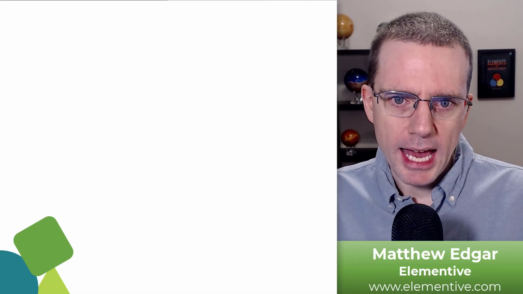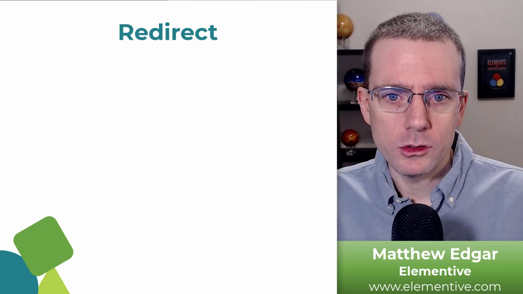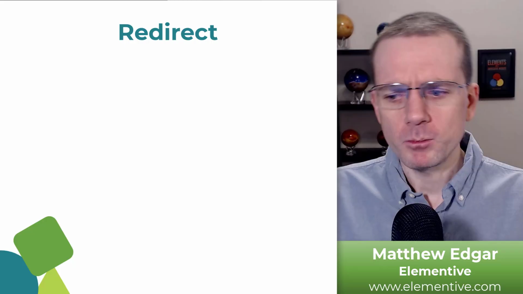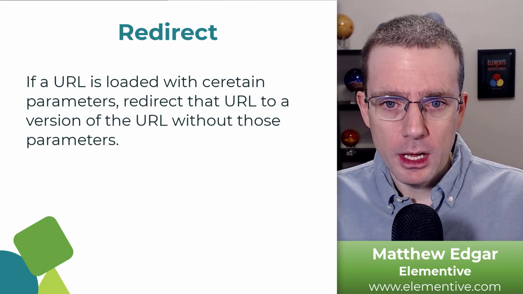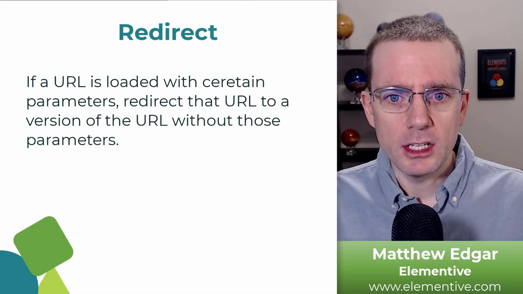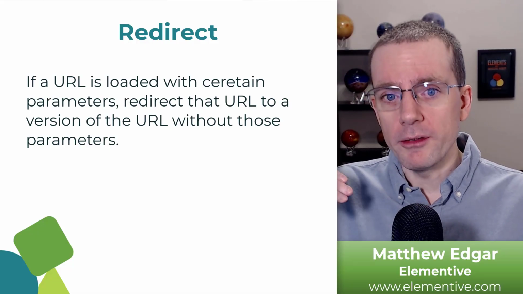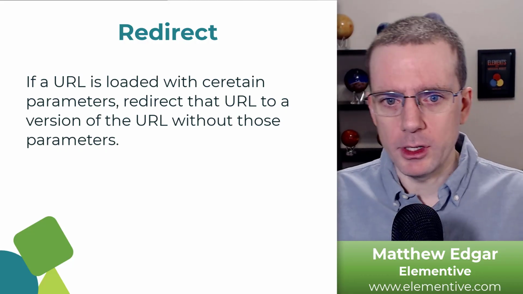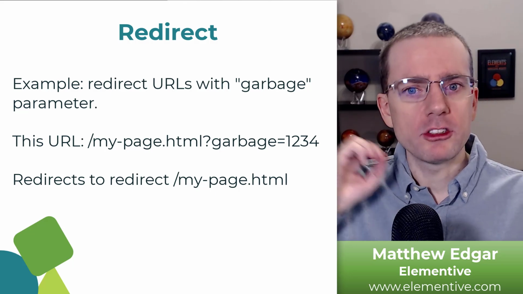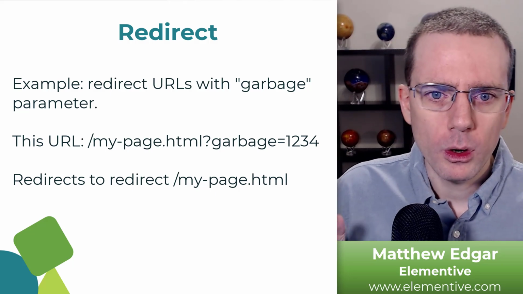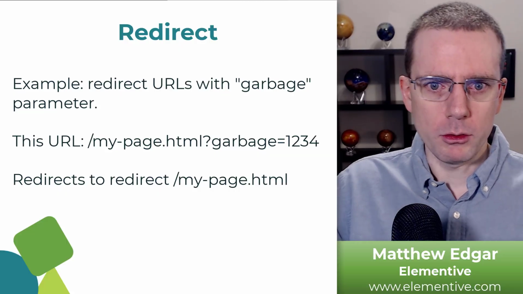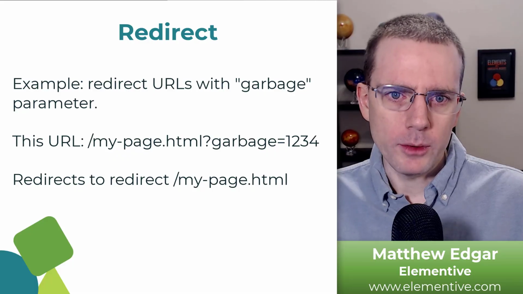The next option we have is redirecting URLs with parameters. This is typically my preferred solution. So if a URL is loaded with any extra or unnecessary parameters, you can configure your website server to redirect that URL to a version of the URL without those parameters. For example, you could redirect mypage.html?garbage=1234 to just mypage.html, right? We dropped garbage=1234 from the URL with that redirect.